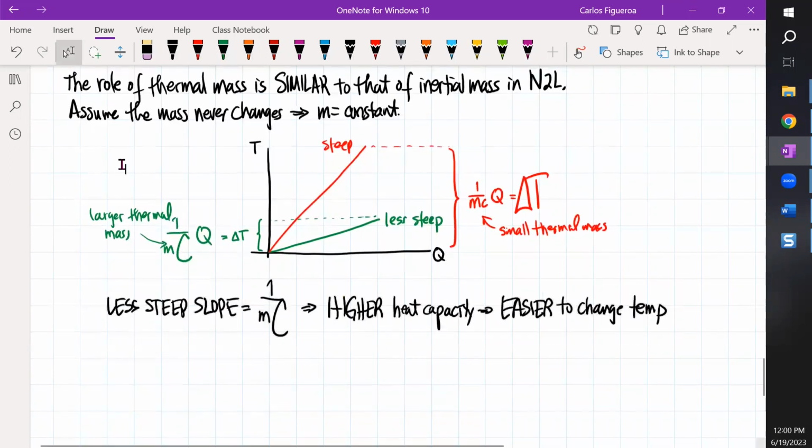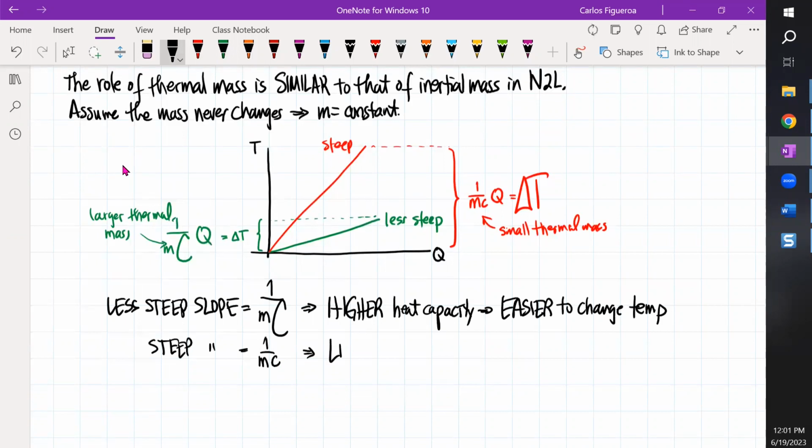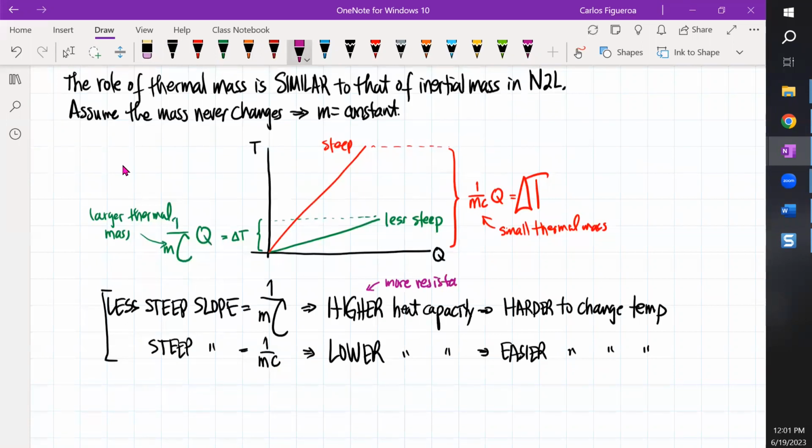So now if I have a curve that has a steep slope, then I have a smaller heat capacity. So then we say that this is a lower heat capacity, which means, you know what? I said easier here. It should have been harder. Here, it should be easier to change temperature. So what do we say? This has more resistance to change in temperature. This has less resistance to change in temperature.